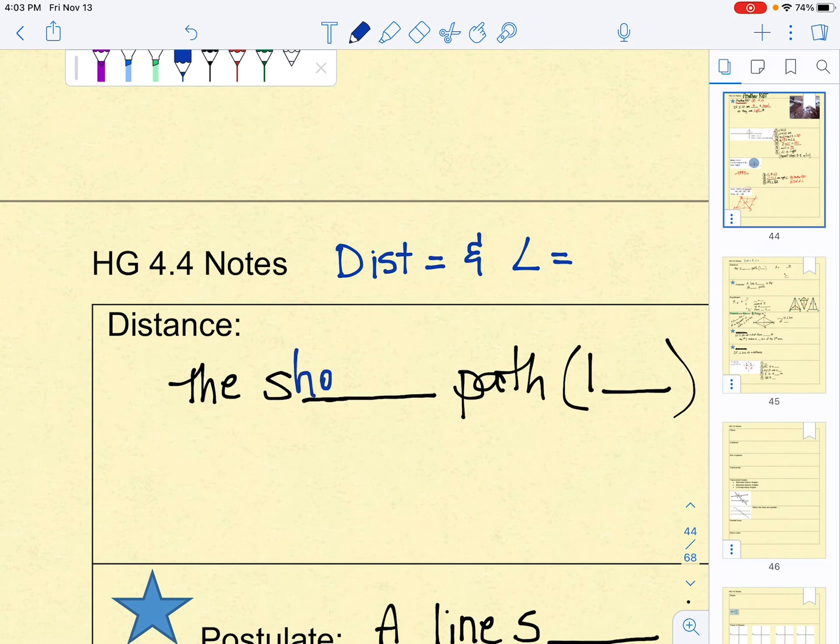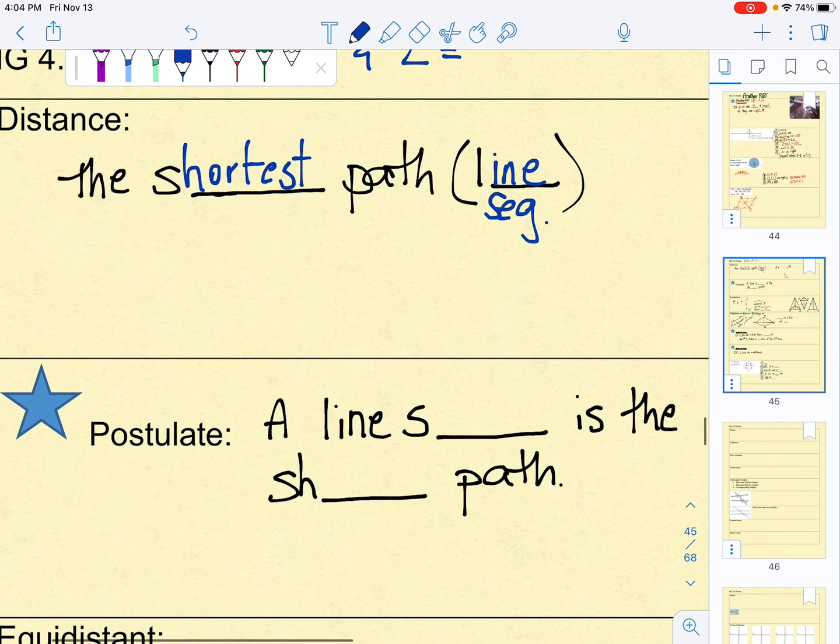First of all, the shortest path is defined as a distance, and typically we call that a line segment. So we have a postulate that says a line segment is the shortest path. You don't ever need to quote this particular postulate. And I'd better write shortest.